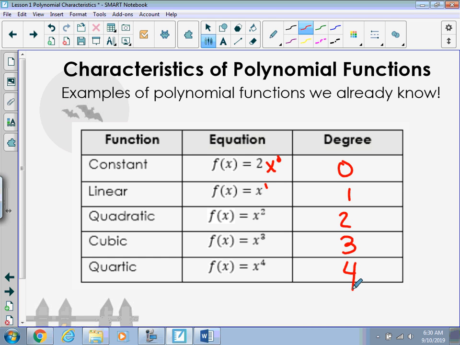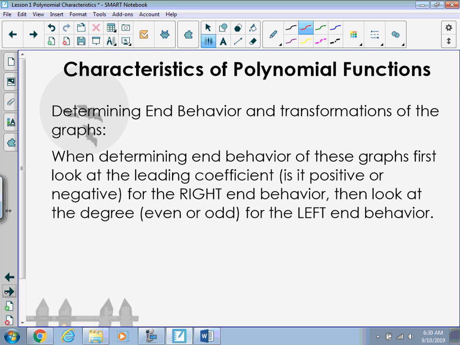We will be going up to a degree of 5 in here, but these are the common ones. These are their standard function equations. You can have things added to them, some transformations as well. So when talking about end behavior, end behavior is essentially what's happening at the ends of the graph.